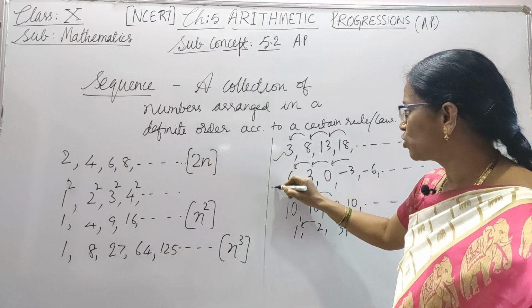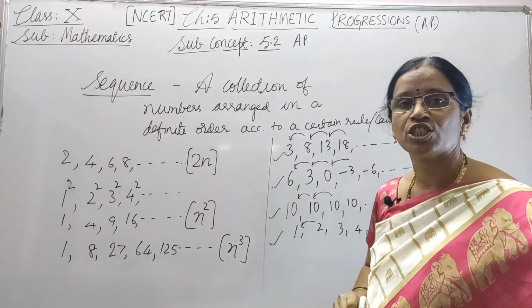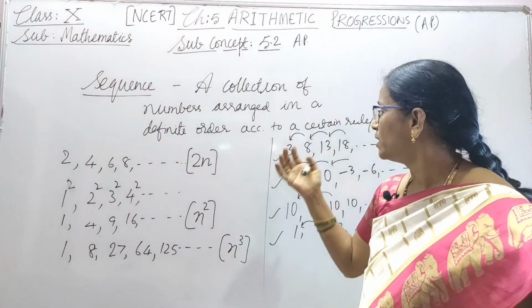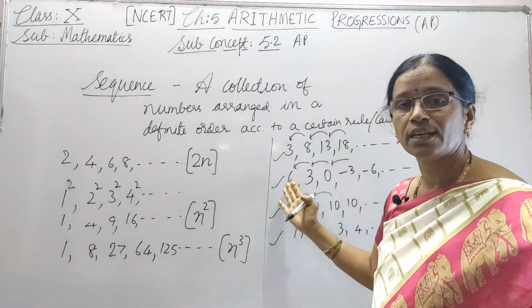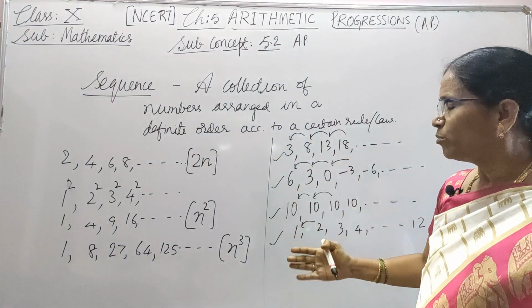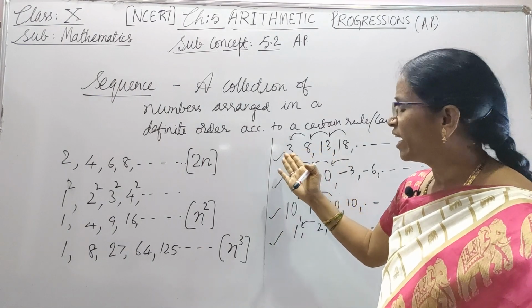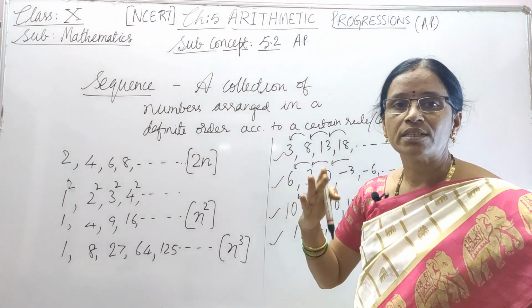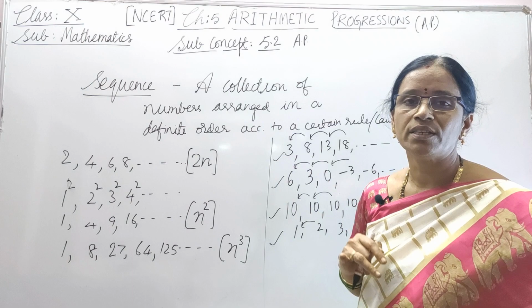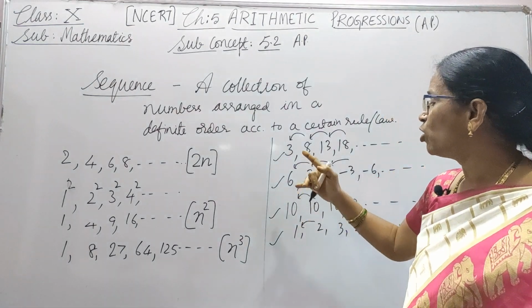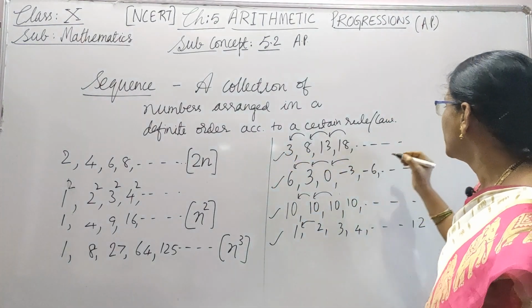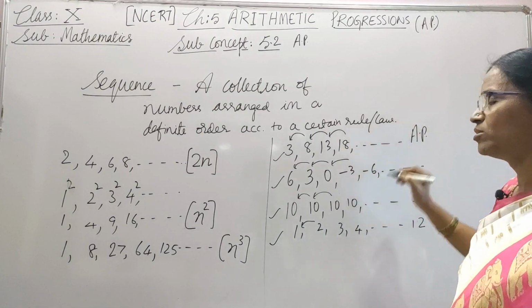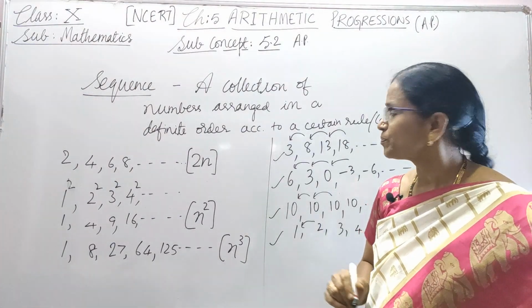These sequences are called arithmetic progressions. This is an arithmetic progression. This is an arithmetic progression. Why? Because the difference between any term and its previous term is always a constant. It's always a constant. So we call this sequence an arithmetic progression. This is an arithmetic progression.